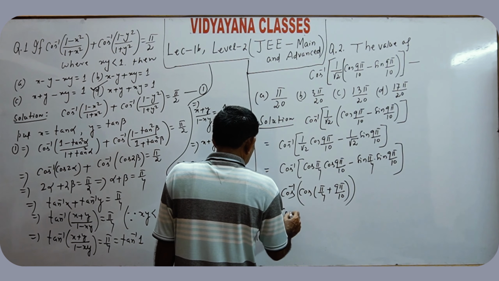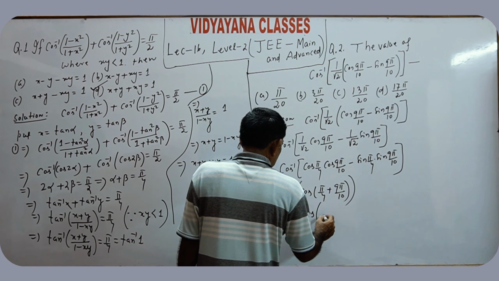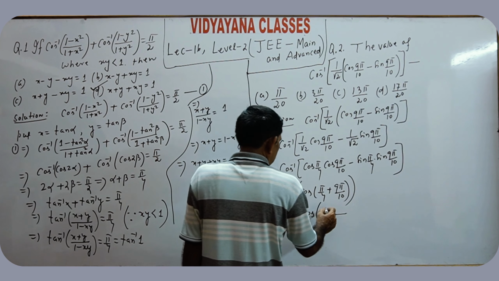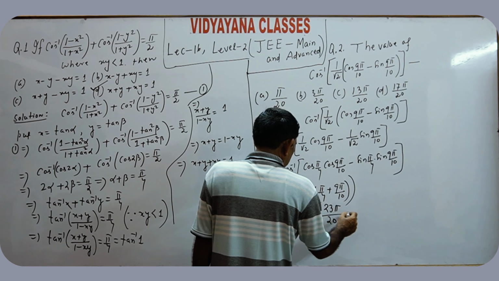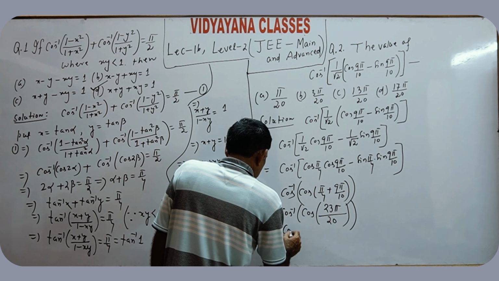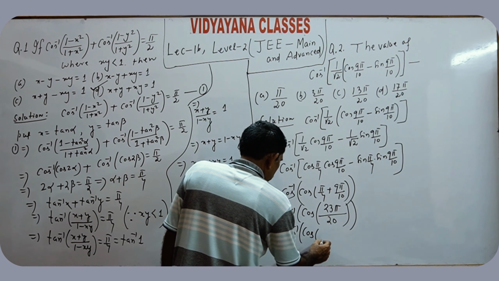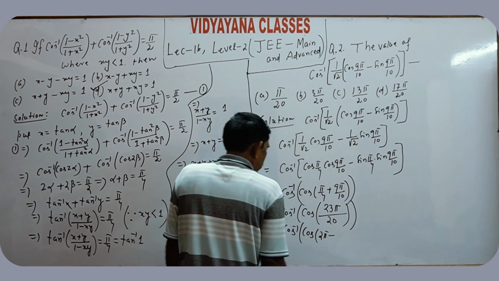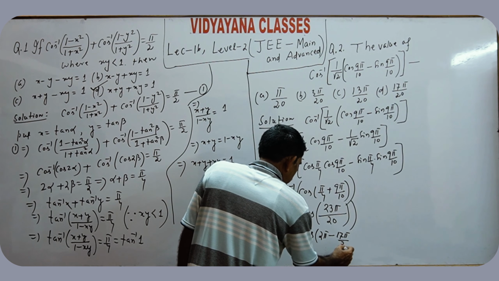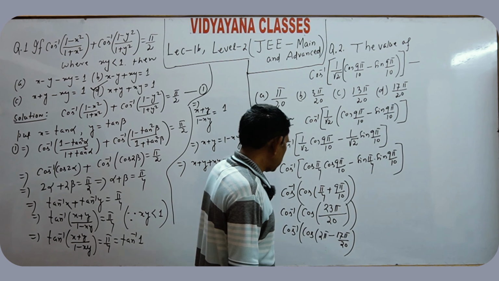which is equal to cos inverse cos of (5 pi plus 18 pi) divided by 20, that is 23 pi divided by 20, which is equal to cos inverse cos (2 pi minus 17 pi divided by 20). 40 minus 17 pi is equal to 23 pi.